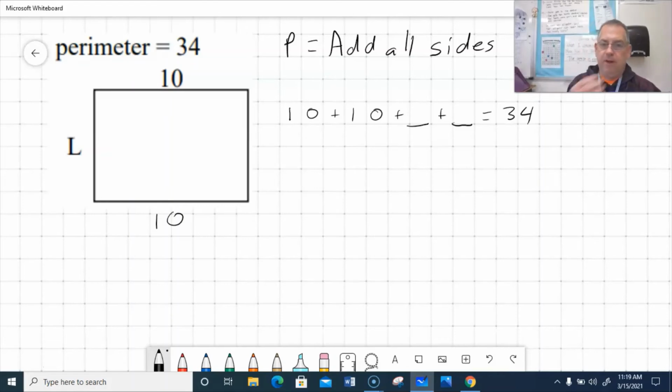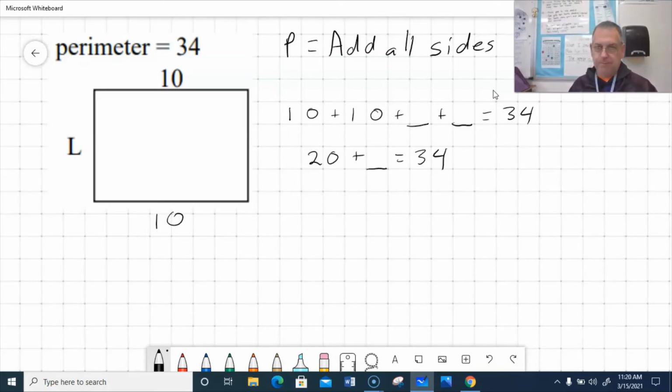So we'll put together some of the stuff that we know. We know if we put these two numbers that we don't know together, they're going to equal something. And we know if we put 10 plus 10 together, it's going to equal 20. So we can say that 20 plus something is going to equal 34.